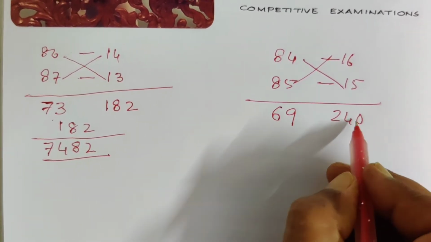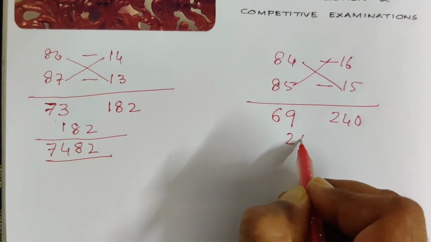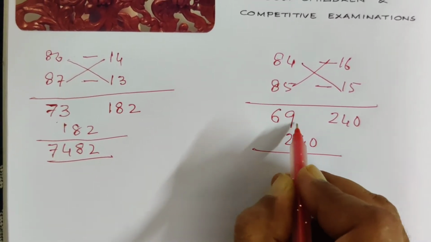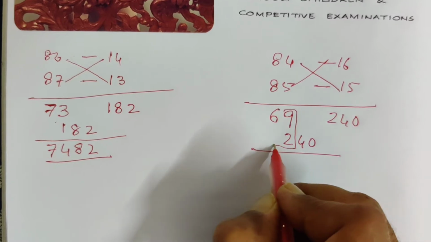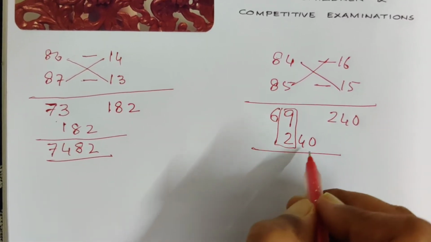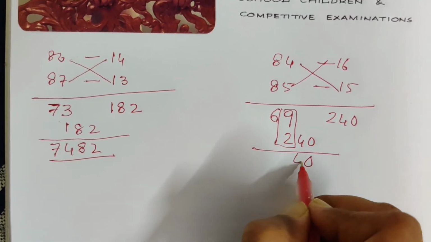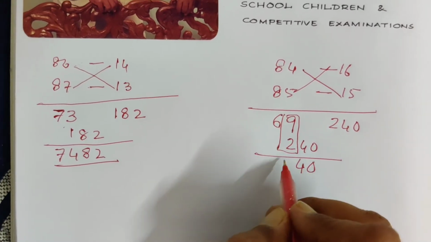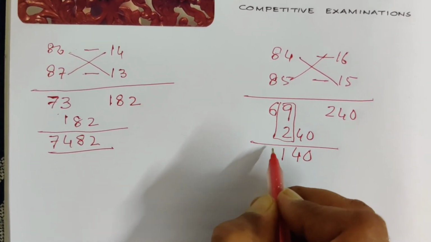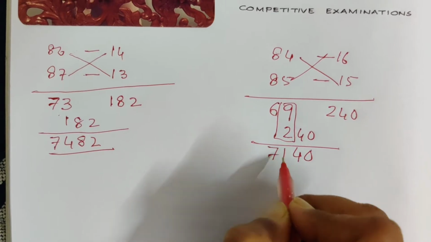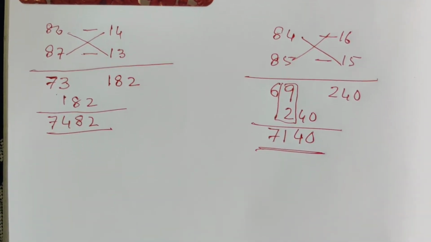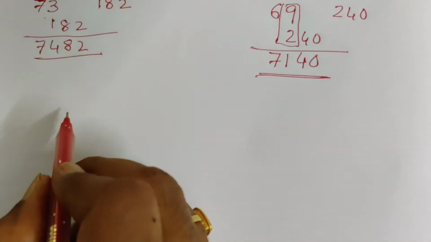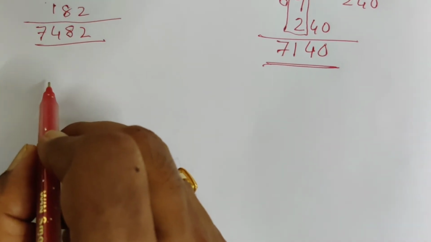Now what to do? Just add this in this way. Add only this two, okay? Only this two. Don't add this full. So you just have to put this as it is. 9 plus 2 is 11. 6 plus 1 is 7. So answer is 7140. Believe it or not, it is this. The answer is this.